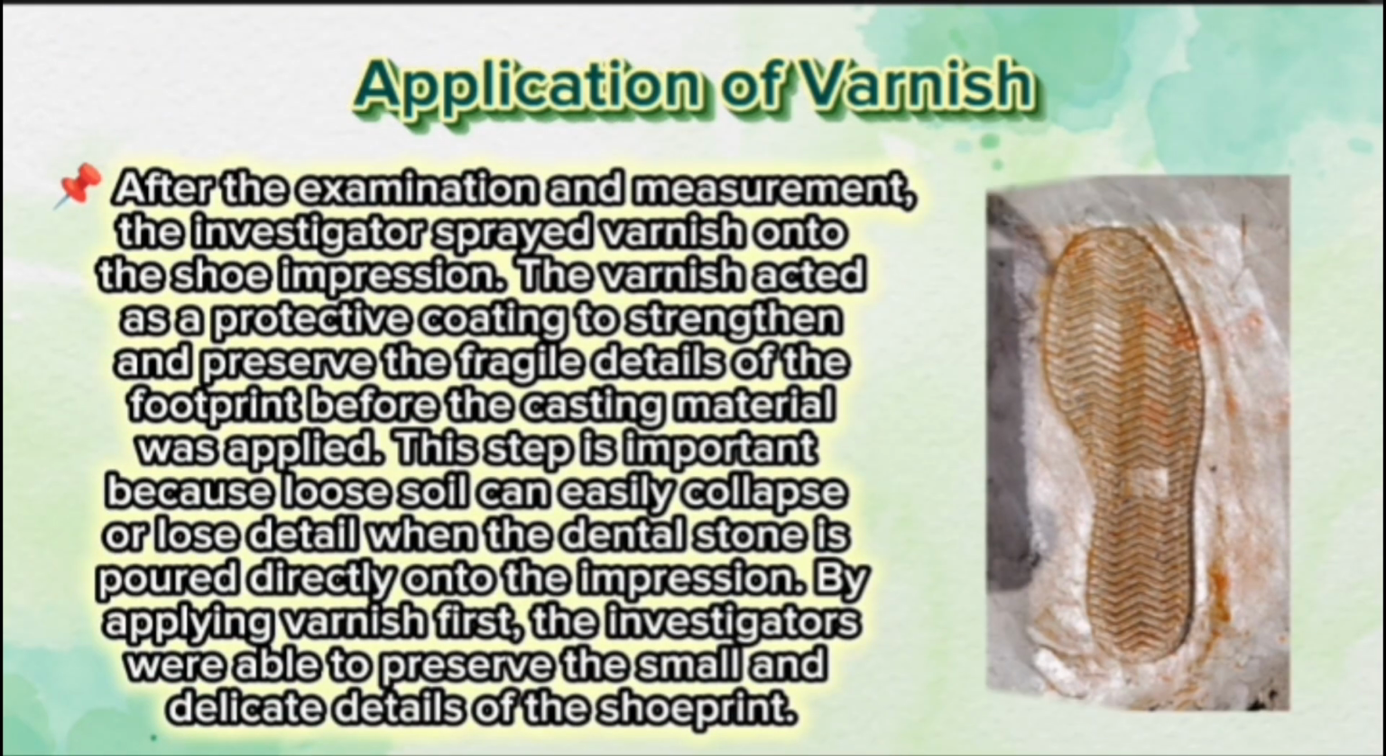Application of varnish. After the examination and measurement, the investigators sprayed varnish onto the shoe impression. The varnish acted as a protective coating to strengthen and preserve the fragile details of the footprint before the casting material was applied. This step is important because loose soil can easily collapse or lose detail when the dental stone is poured directly onto the impression. By applying the varnish first, the investigators were able to preserve the small and delicate details of the shoe print.